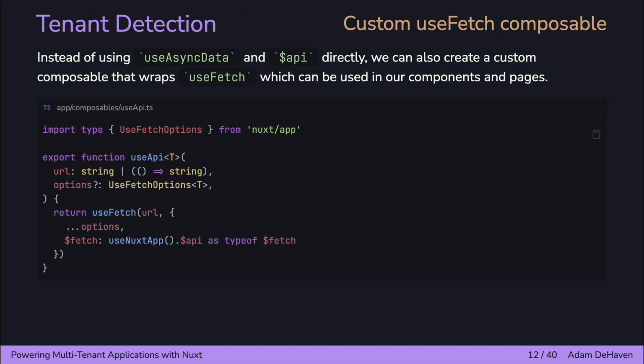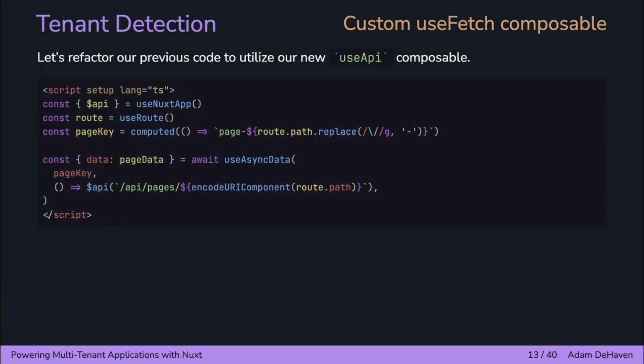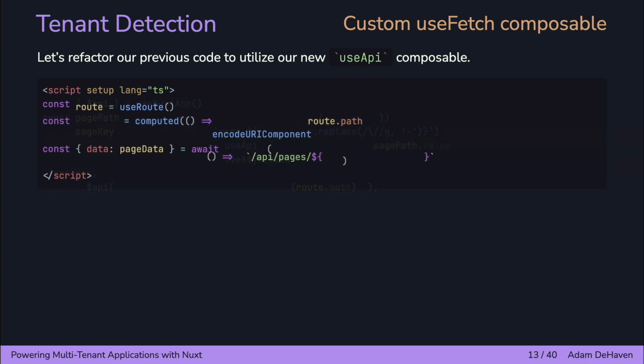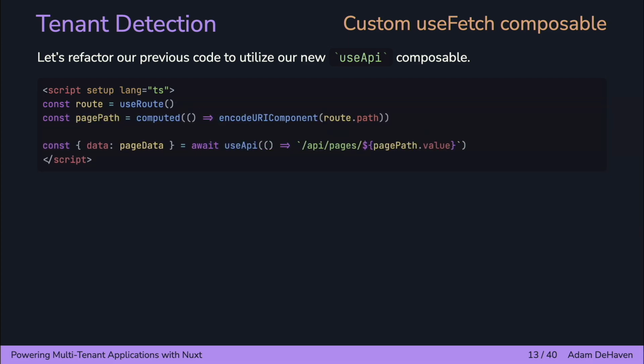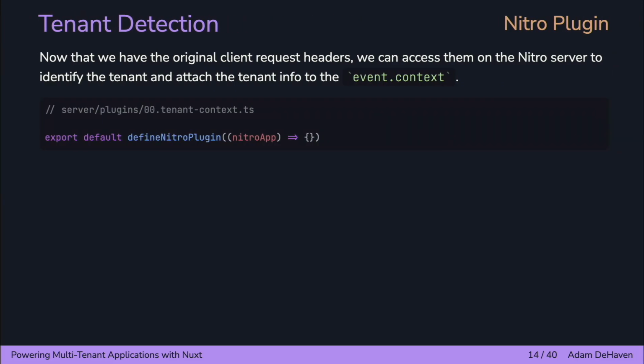So now that we have this, instead of using useAsyncData and API directly, having to wrap that in every component and reuse it, we'll actually create a new composable, useAPI, that wraps Nuxt's built-in useFetch method, and it uses our custom API instance. So next, we'll take our previous code that was using our API instance wrapped by useAsyncData, and we'll refactor it to utilize our new useAPI composable. So now our component code is much simpler and automatically handles the tenant detection for us.